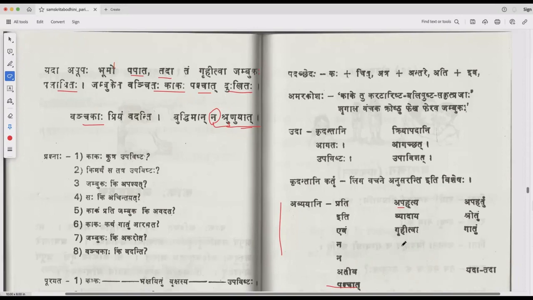Now, these are all avyayas. In the sense that for every vibhakti, it is all the same because it is an avyaya. It is an indeclinable. It doesn't have any specific shabda.